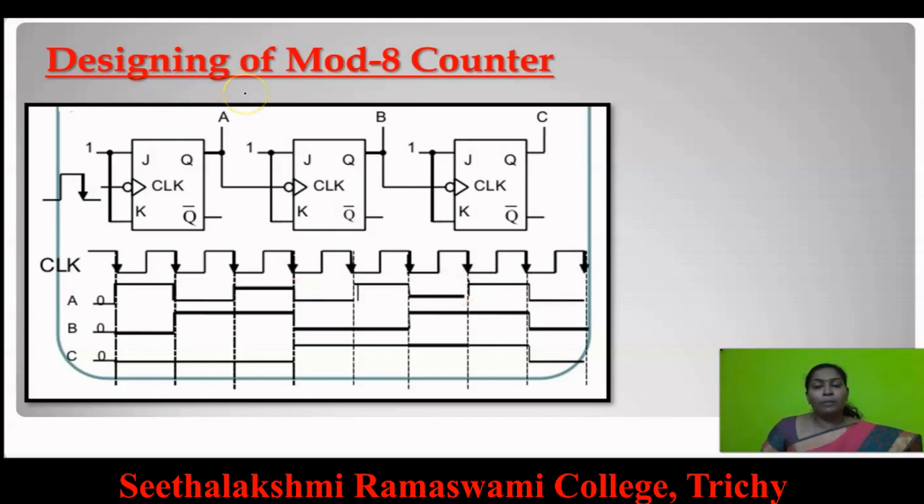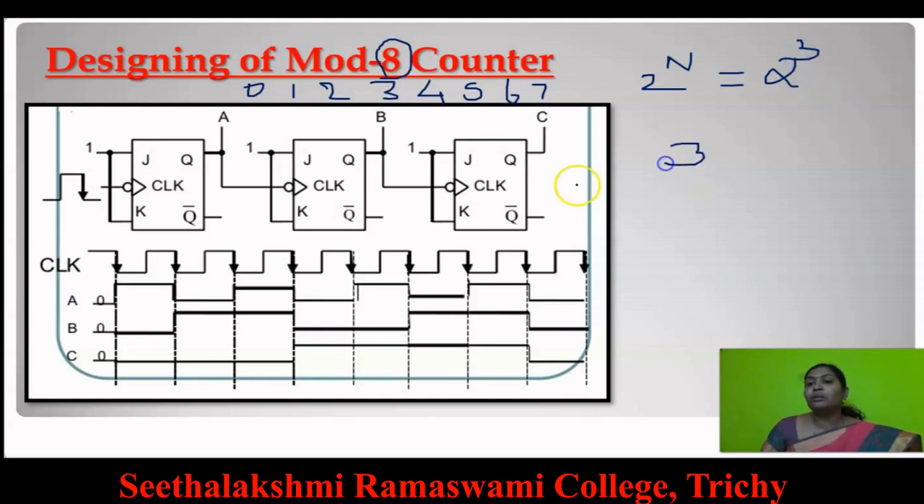Now we are going to see about the designing of mod 8 counters. It is going to count 8 states, so it means 0, 1, 2, 3, 4, 5, 6 and 7. So how many flip-flops are required to construct this mod 8 counter? It is given by 2 to the power n. In the case of our mod 8 counter, it is 2 to the power 3, so we need 3 flip-flops.